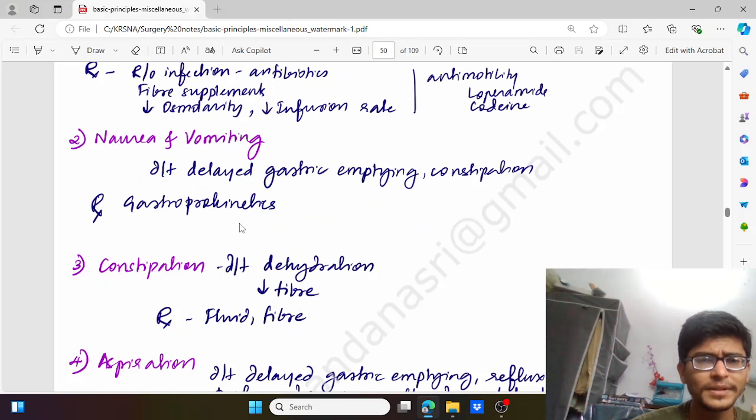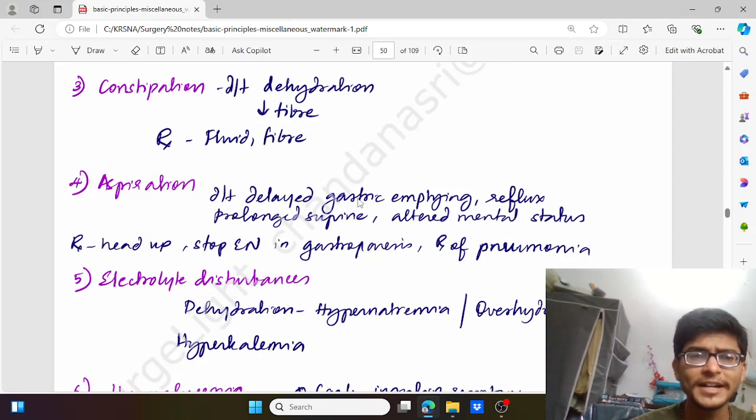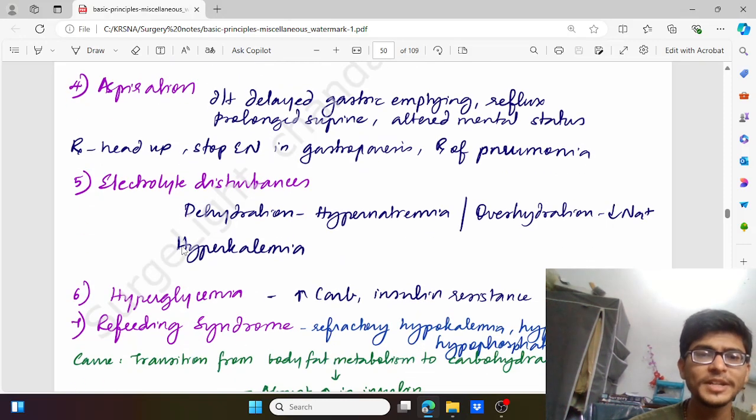And constipation, so we can use prokinetics like cisapride. Constipation due to dehydration or decreased fiber, we can treat with the help of fluids and fiber. Aspiration due to delayed gastric emptying, reflux or prolonged supine position, altered mental status. Treatment will be head up, stop the enteral feed.